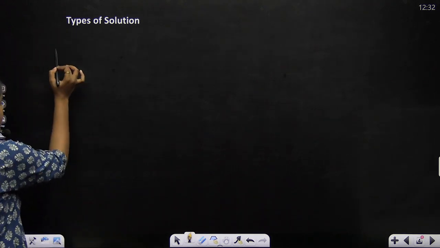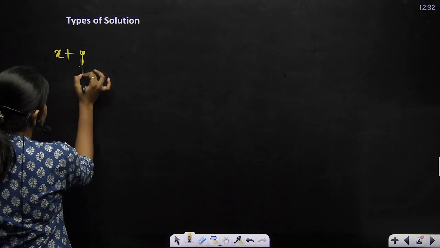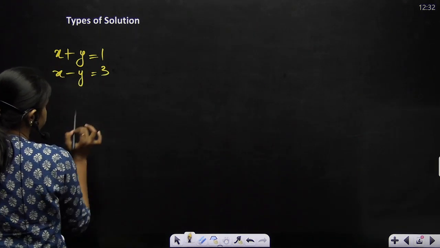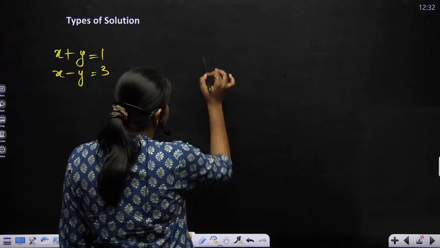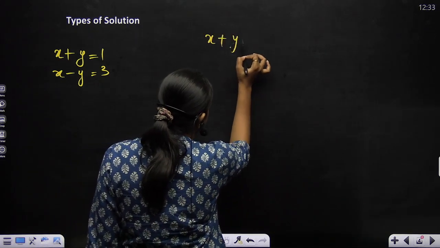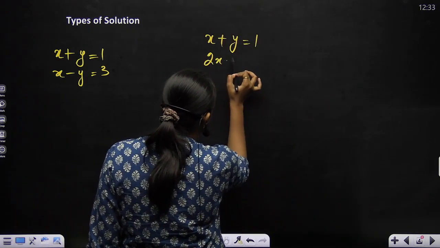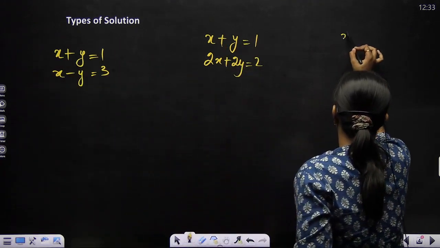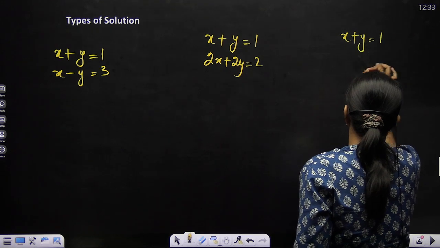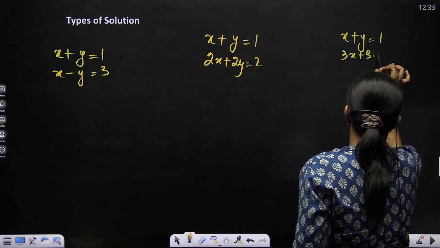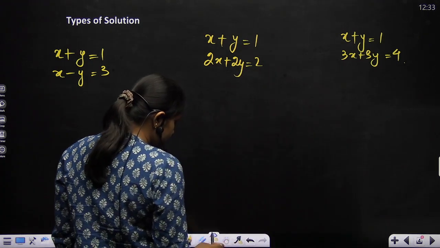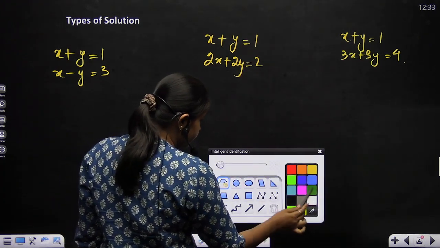When I say types of solution, we'll see 3 examples. Suppose x plus y equals 1, x minus y equals 3. Another system we have here is x plus y equals 1, 2x plus 2y equals 2. This is the first system, this is the second system, and another system we have here is x plus y equals 1, 3x plus 3y equals 4. So I have 3 systems given here.